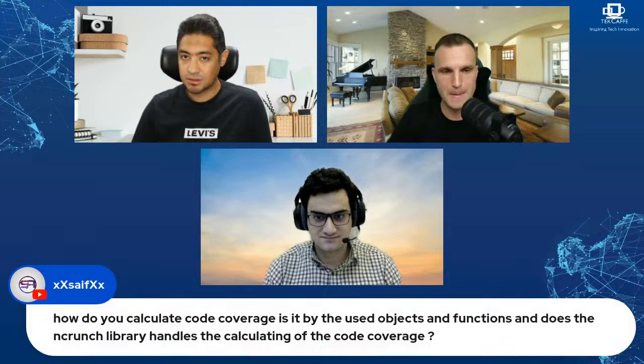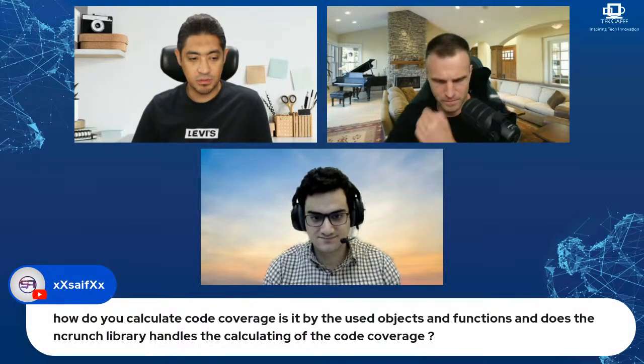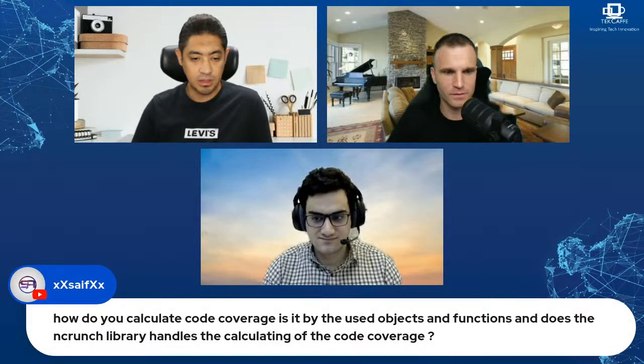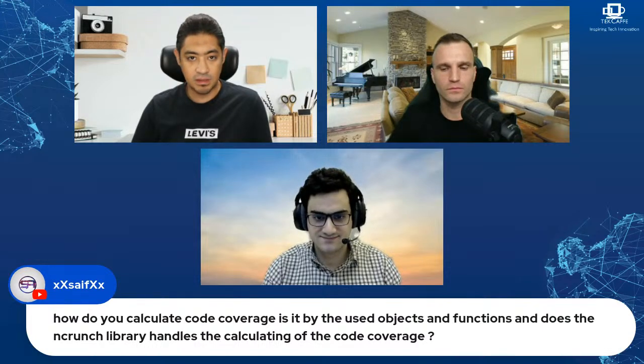That's great. Another question by Saif. He was asking, how do you calculate code coverage? Is it by the used objects and functions? And does the Mut tool, he actually meant tool, not library, handle the calculation of the code coverage? This is actually a good question. Is it by used objects or functions?